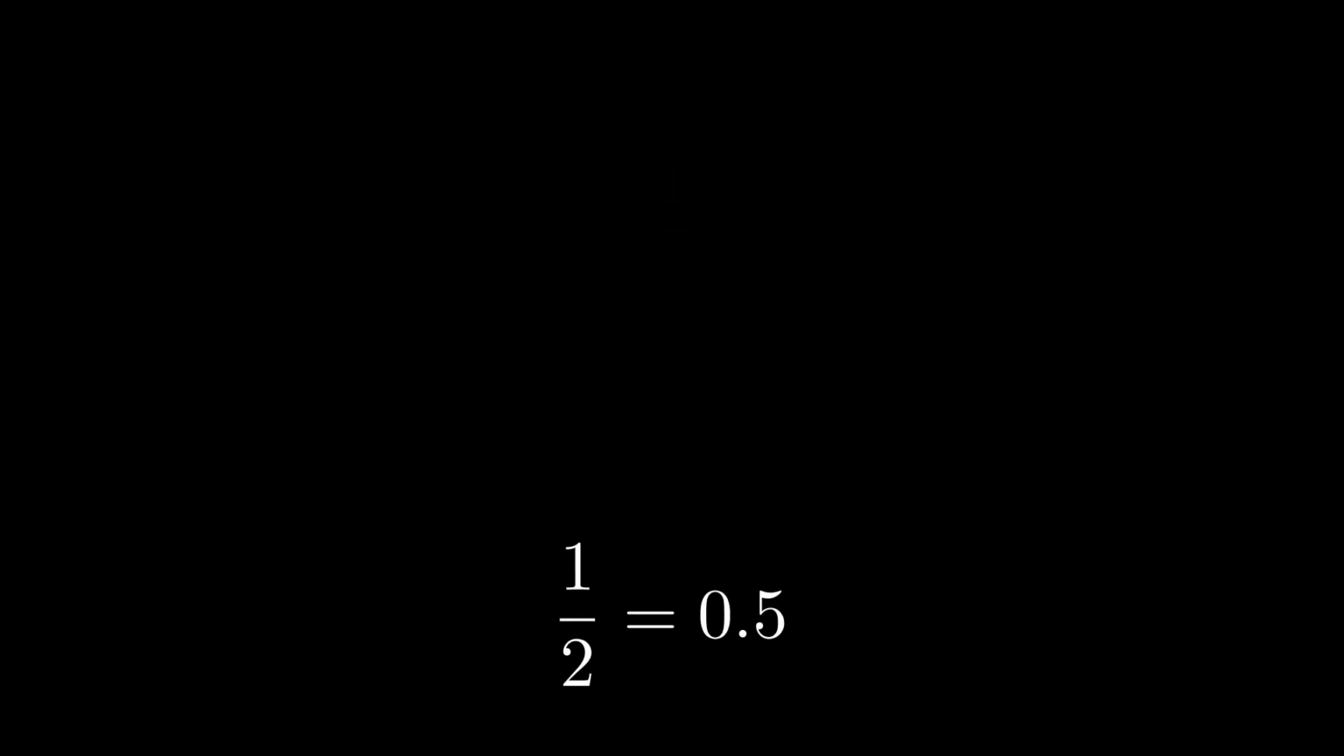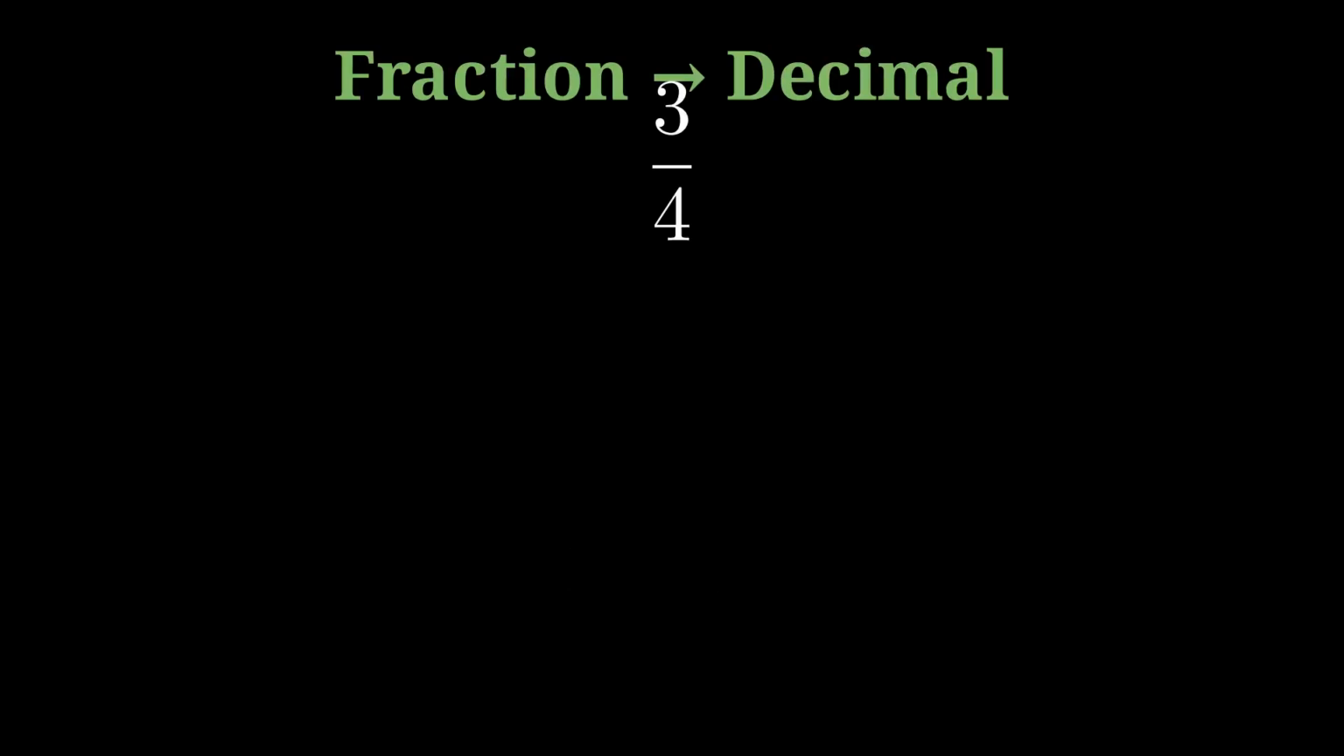Here's 0, here's 1, this point is 1/2. It's also 0.5. Same number, 2 outfits. Let's convert 3/4 to a decimal.